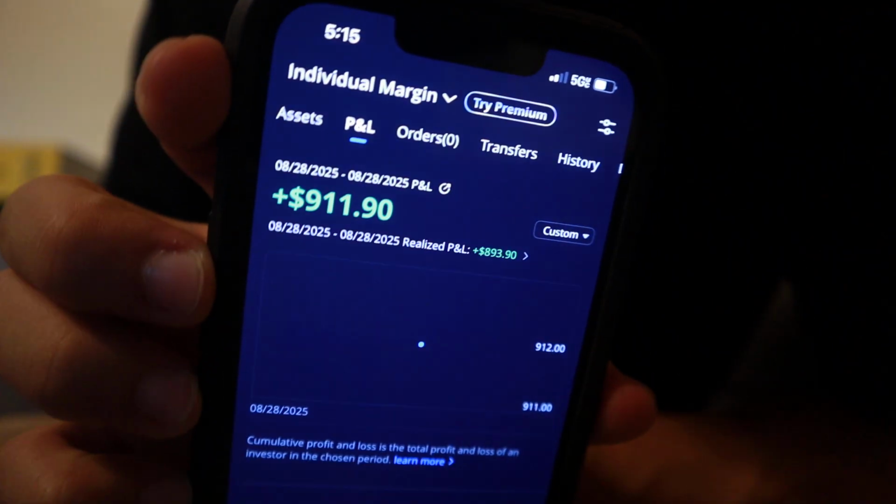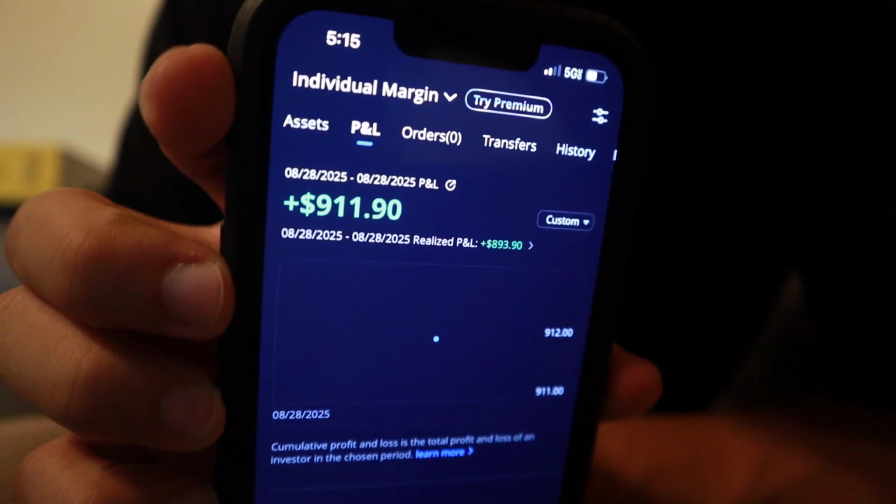With that being said, let's go ahead and open up my Webull account and talk about today's success in the stock market. Today, August 28th, we made just a little over $900. I took a total of 3 trades, and I currently have 1 open position that I will close tomorrow morning right at the open, which is a Webull call.